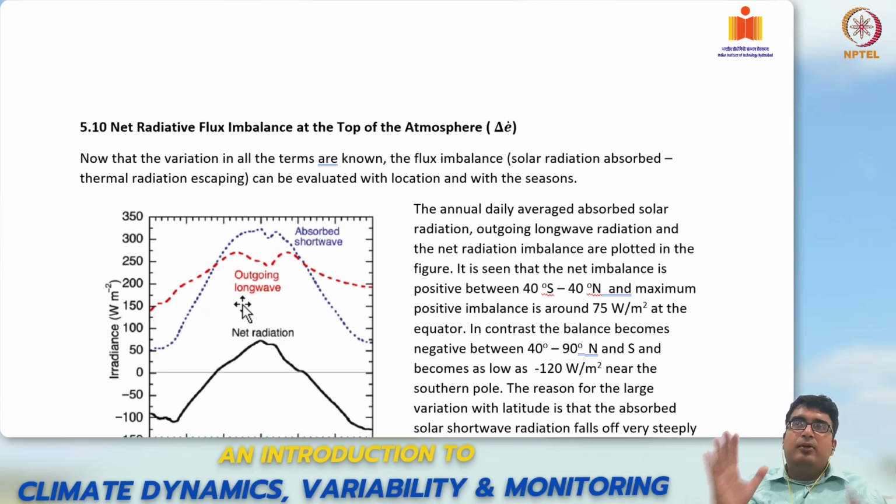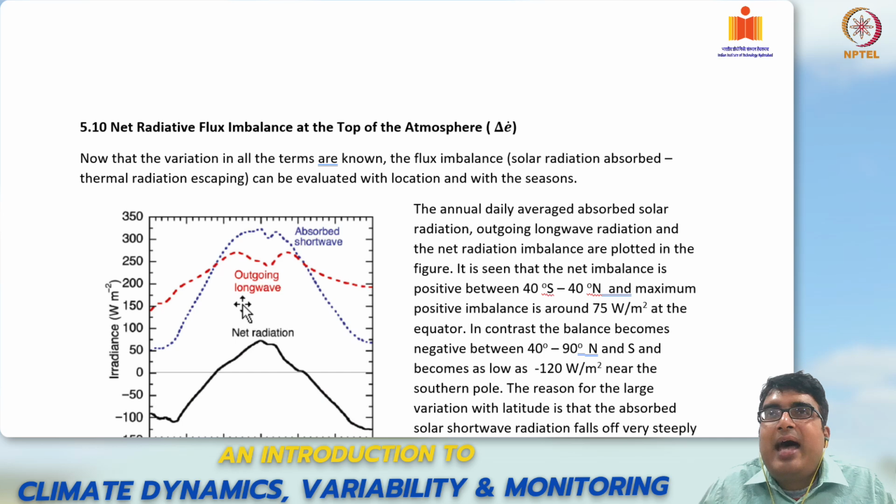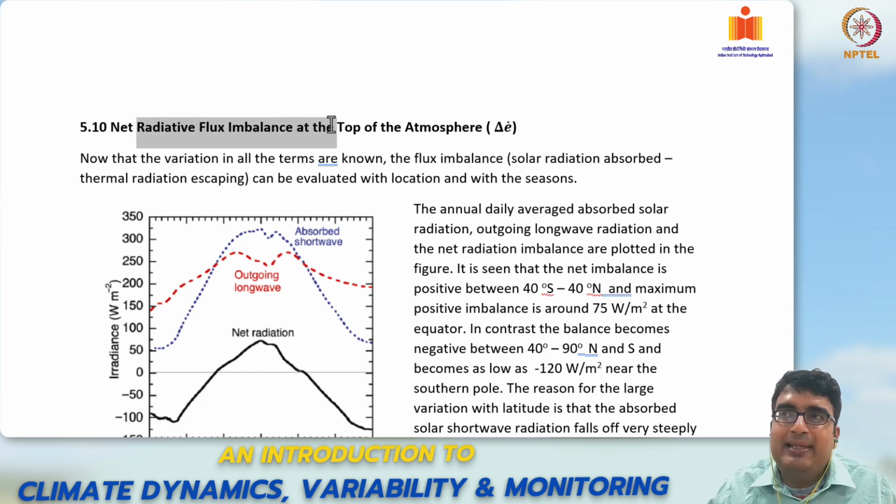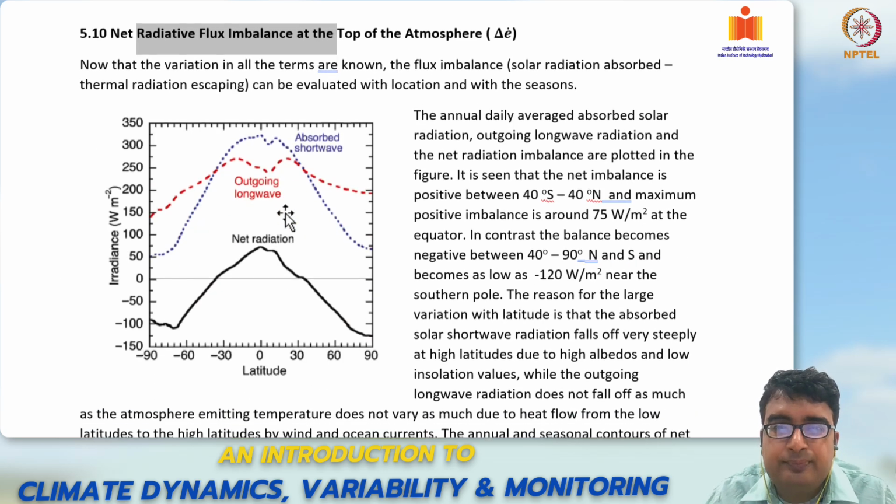Next, now that we have looked at the three terms, the solar insolation, the outgoing thermal radiation and the total reflectivity and how these vary with latitude and with the seasons, we can look at the net radiative flux imbalance at the top of the atmosphere.